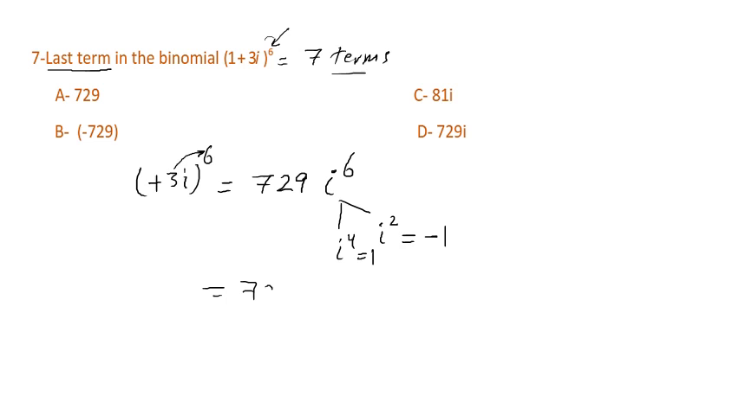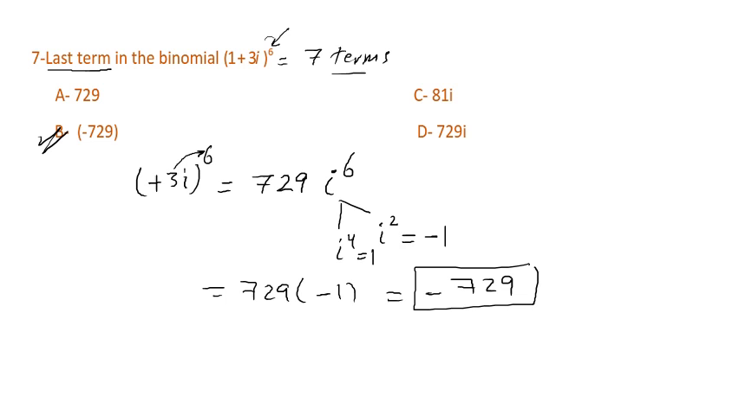So it's 729 multiplied by negative 1, which is equal to negative 729. So the right answer is B.